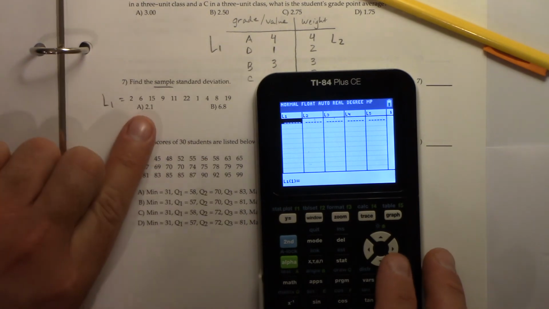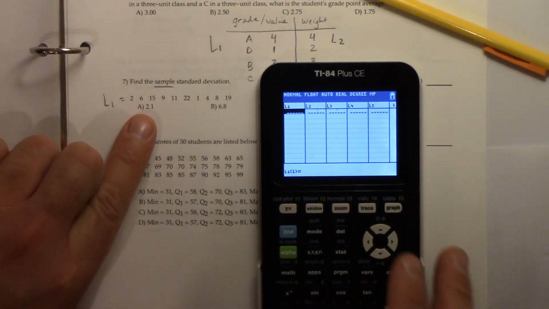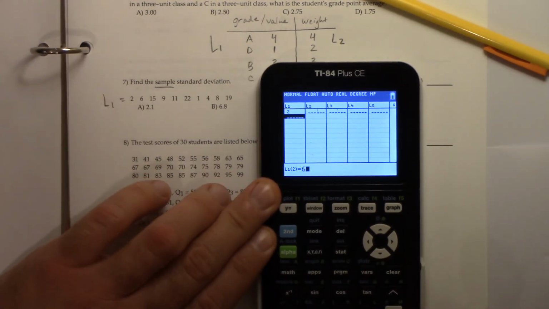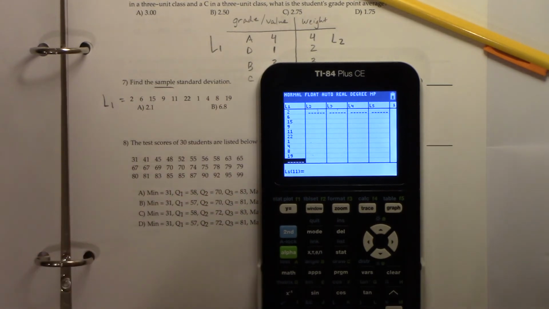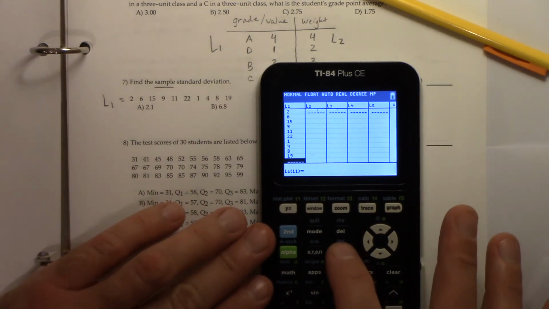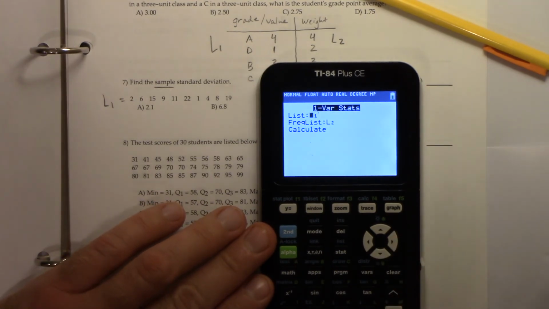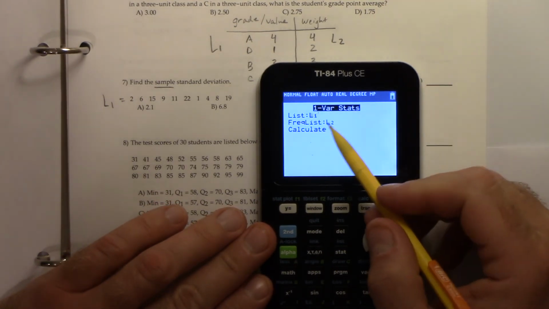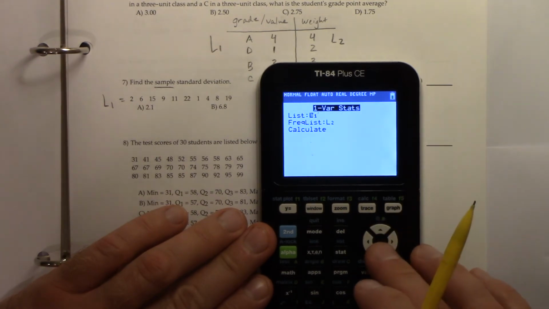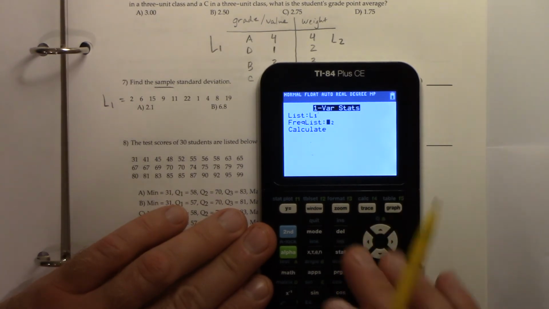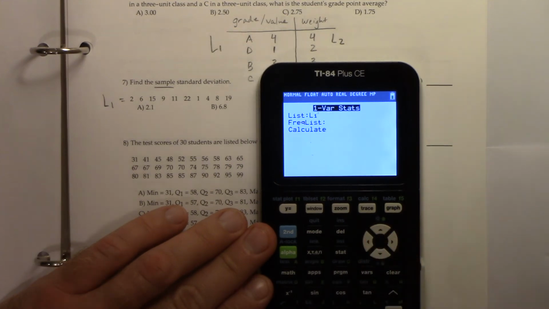And I'm going to go ahead and type in this new data set. So in this case, my entries are 2, 6, I've got a 15 and a 9, 11 and 22, 1, 4, 8, and 19. Now that I've got all of that data entered, I'll just go to Stat, calculate 1 variable stats. Now in this case, I only want to use L1. I do not have a frequency list, so I'm going to go down here and hit my delete button, and then I'm ready to calculate.